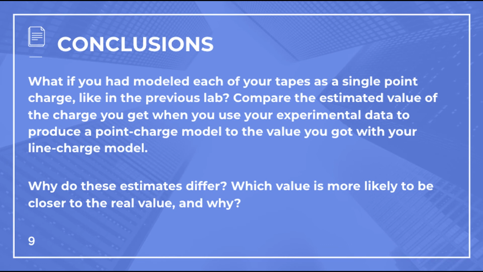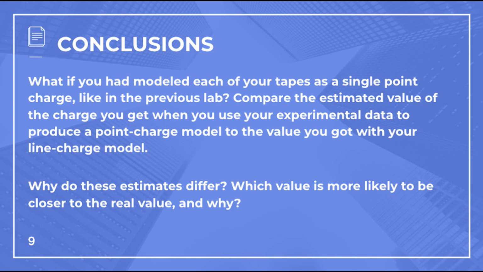Then for the conclusions for this lab, we were asked, what if you had modeled each of your tapes as a single point charge like in the previous lab, and to compare these estimated values of charge. If we had measured it as a point charge, I would have gotten the same value I got in Lab 1 for the charge, which was 1.4 times 10 to the negative 9th coulombs. That is opposed to my more accurate value based on the continuous charge model that I solved for in Lab 2, which was 5.4 times 10 to the negative ninth coulombs. The line charge was larger than the point charge.